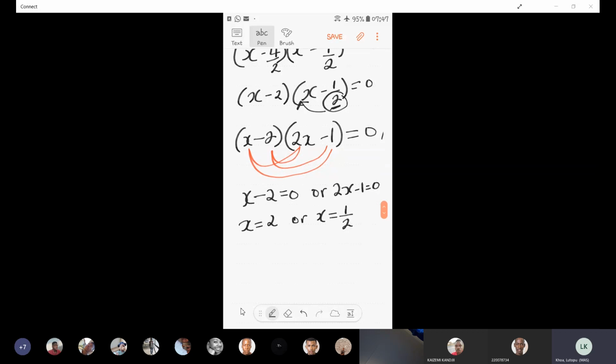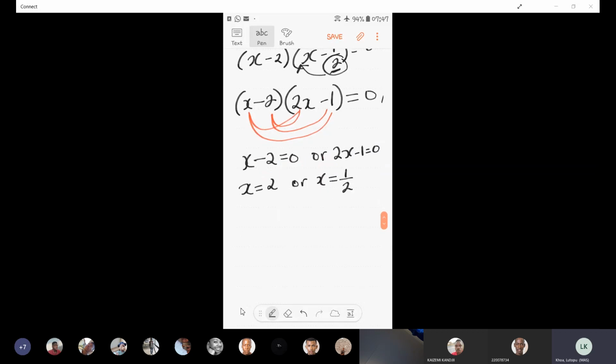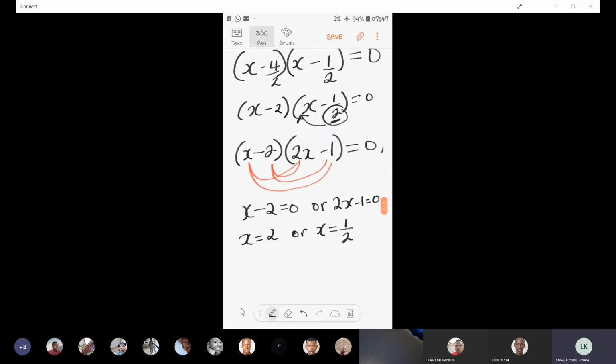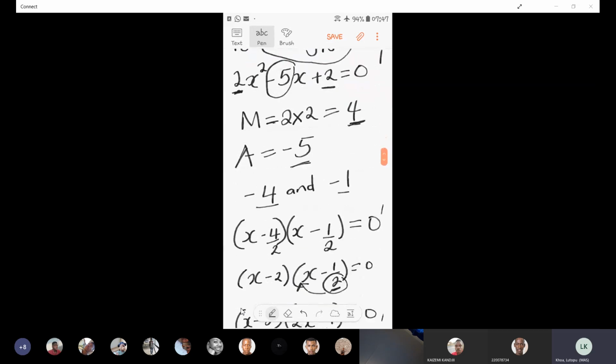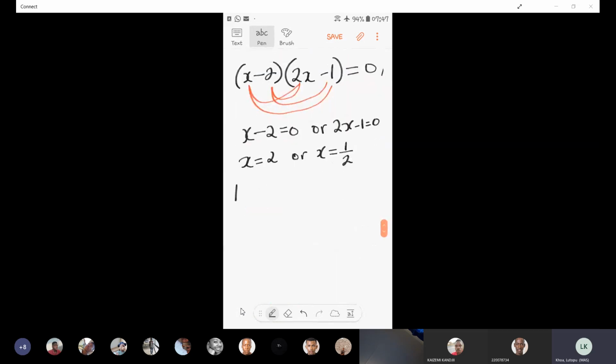But then remember, x is something that I introduced, so y is actually what I'm looking for. Then you have to remember what we set y to. So it is over here. So we said x is equal to log base 9 of y. So now what I'm going to do is like an unsubstitution. So instead of x, I put back log base 9 of y. This is equal to 2, or log base 9 of y is equal to half. And then I solve this equation.